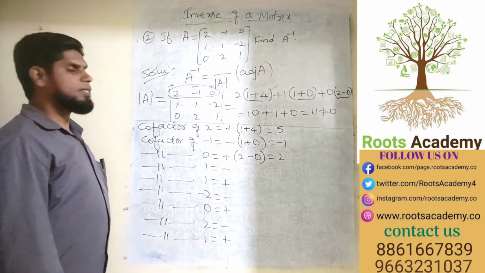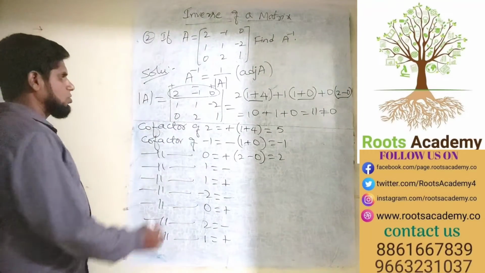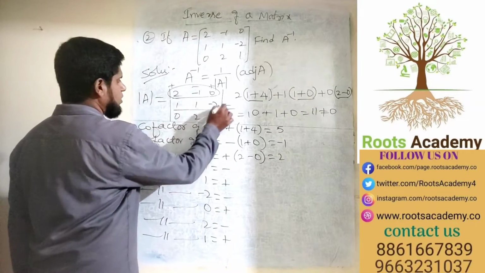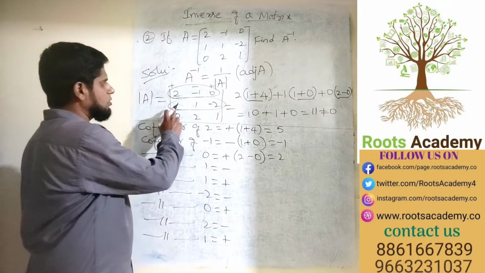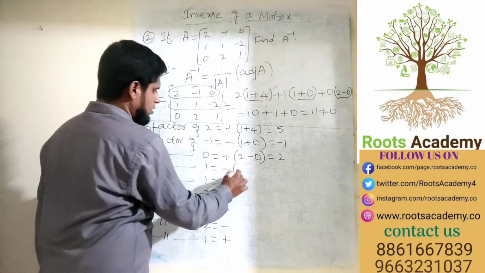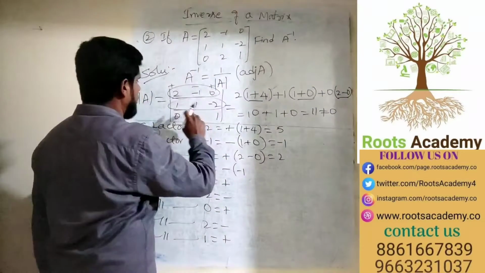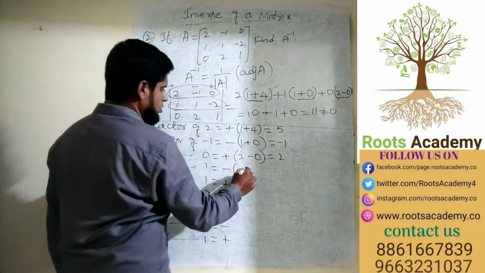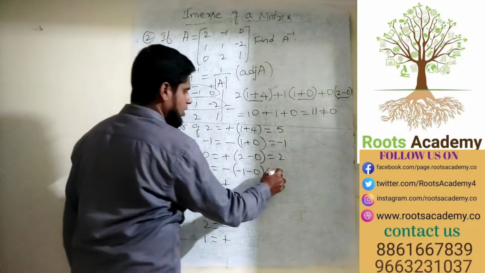Now student, let us expand with the help of the second row. So this time if I expand with this, then what do I get? Cofactor of 1, minus 1 into 1, it's minus 1, 0 into 2 is 0, so minus 1 into minus, it's plus 1.